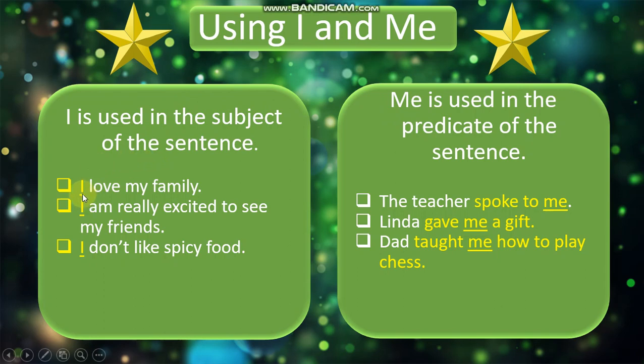First example is, I love my family. So where is the subject of the sentence? I. We use I as the subject of the sentence. Number 2, I am really excited to see my friends. So again, you see, I'm using I as the subject of the sentence. Number 3, I don't like spicy food. Who doesn't like spicy food? I. So I is used as the subject of the sentence.